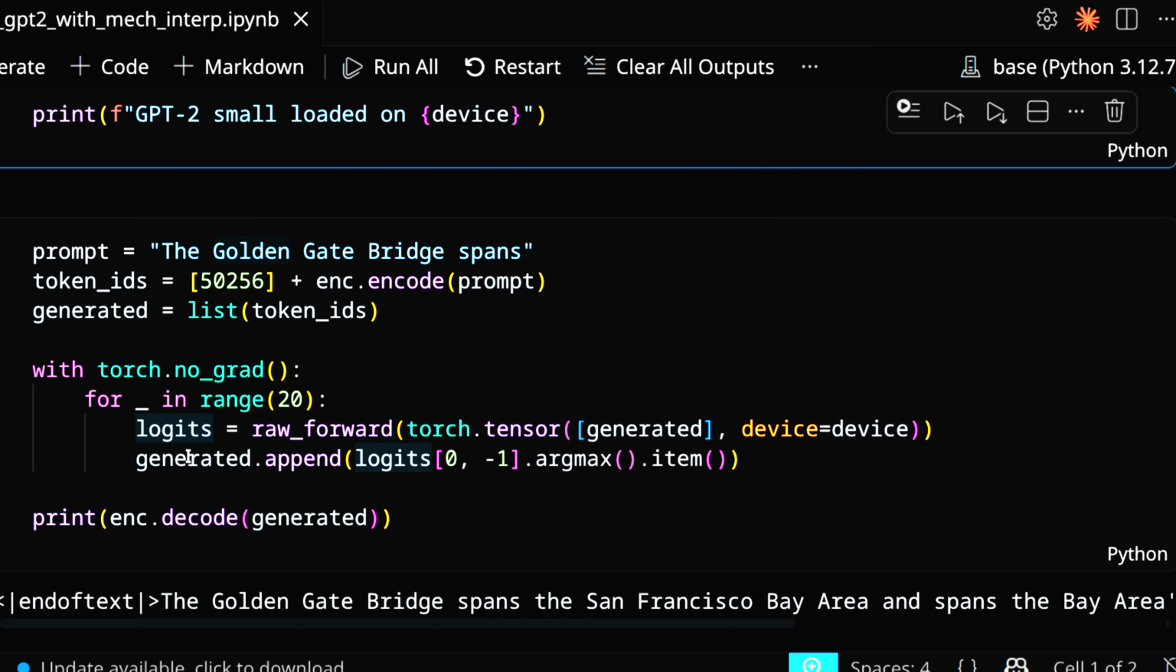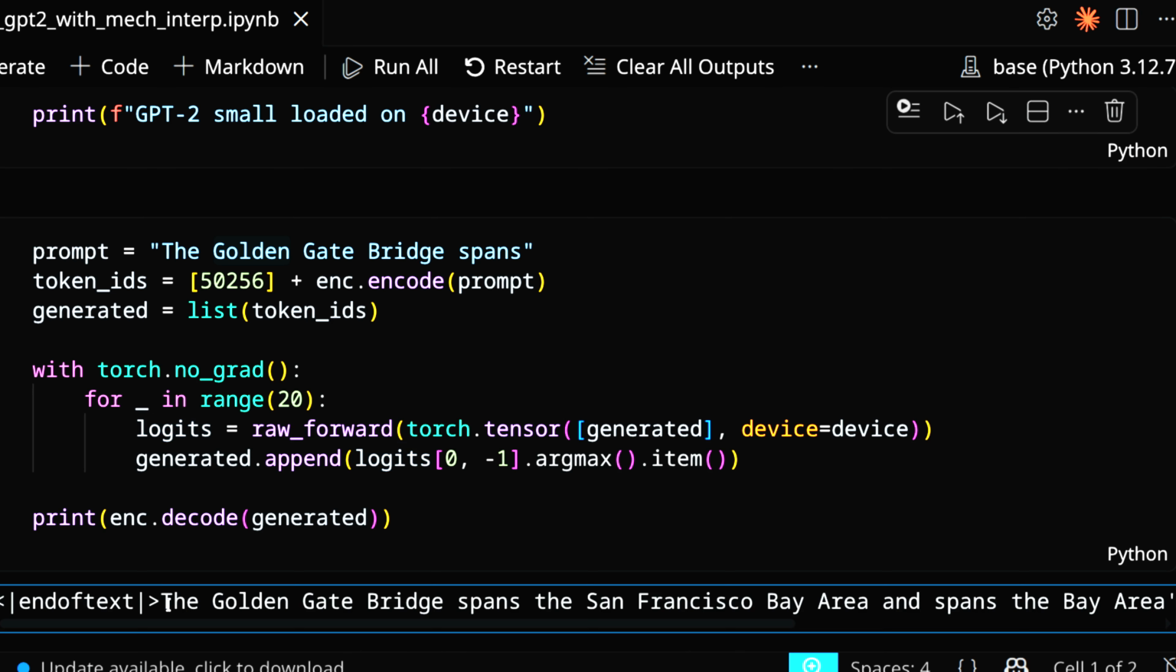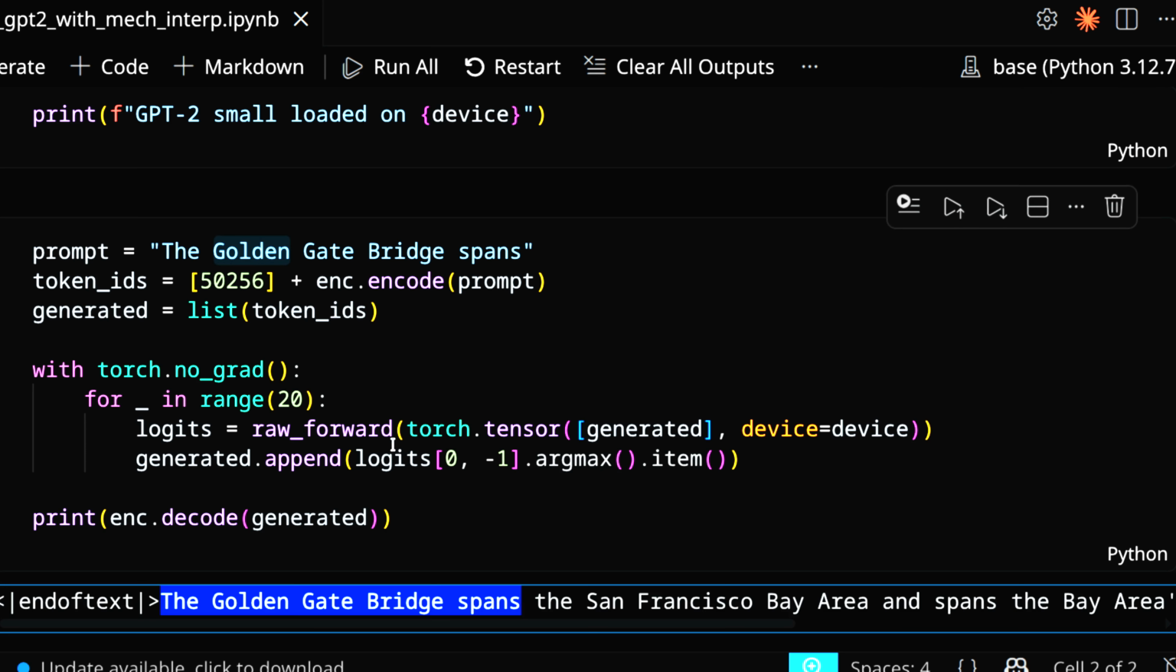So then that list becomes like the Golden Gate Bridge spans, and the highest thing that popped out next was the token the, if you simplify it to exclude spaces and think of tokens as individual words. So we put in the Golden Gate Bridge spans, and then it says, there's the end of text token right there, and it says the Golden Gate Bridge spans the. So that's what this list would now say, since that new word or token was appended to it.